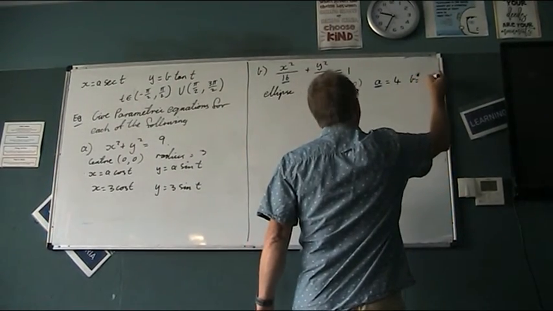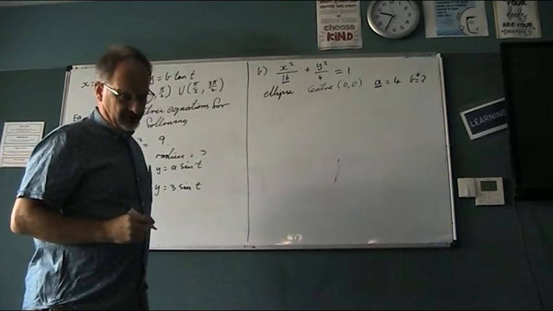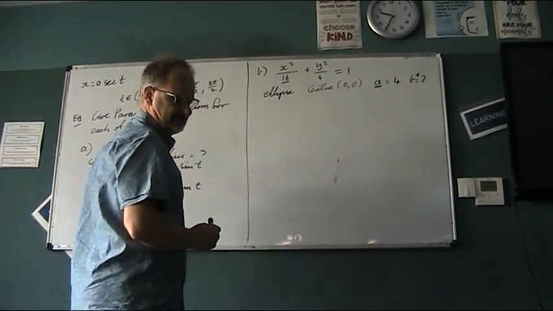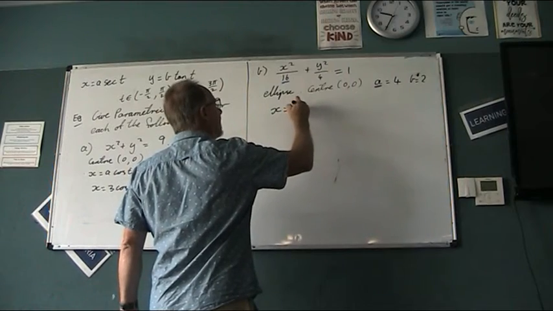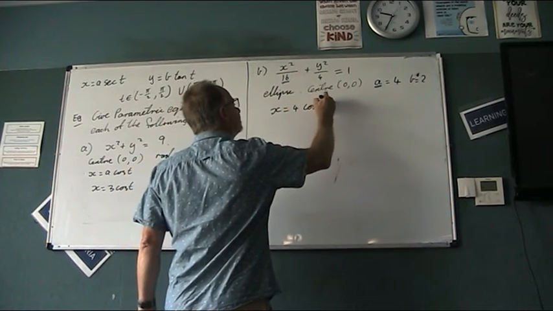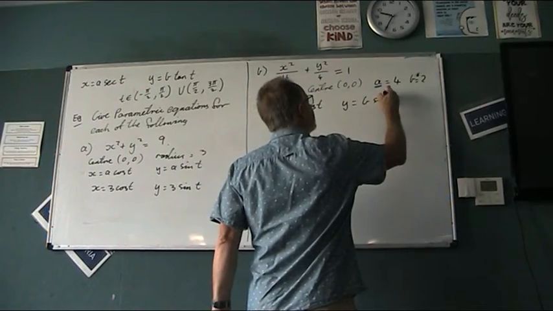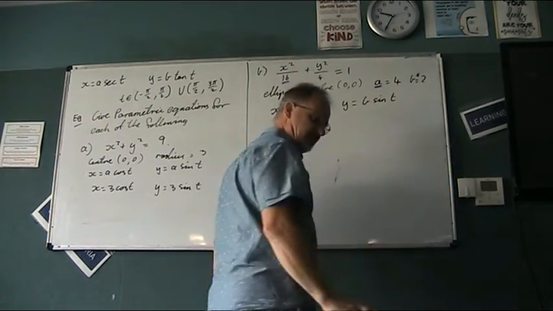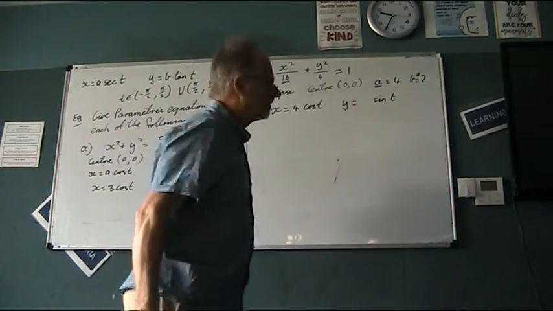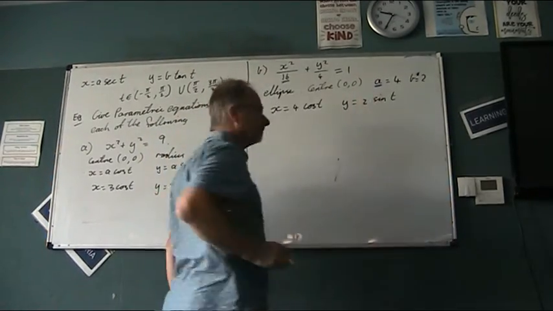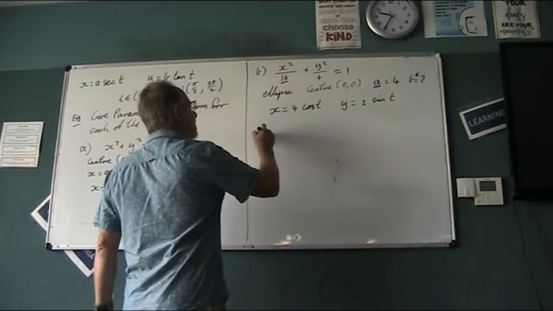So b is 2. So our parametric equations: x equals a cos t, y equals b sin t. And instead of putting the b there, I need to put 2. All right, the last one.